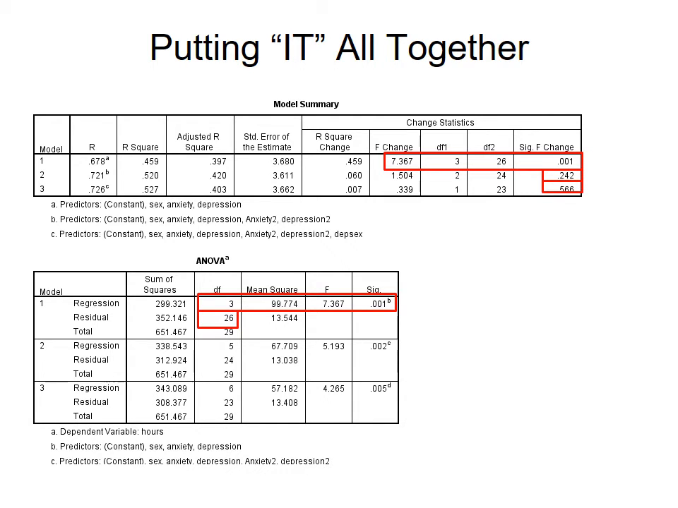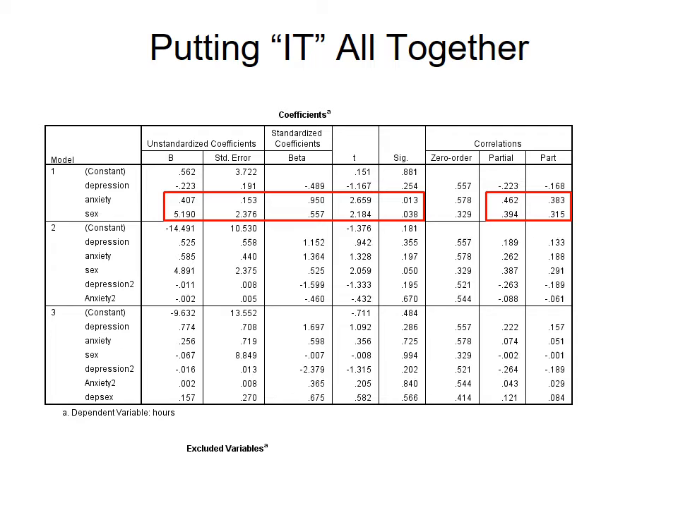Which means on the second chart, I'm only going to be interested in Model 1 because that's the one that was significant. And again, I'm going to take a look to see what is that significance. I'm going to find that F value, 7.367, with a significance of 0.001.